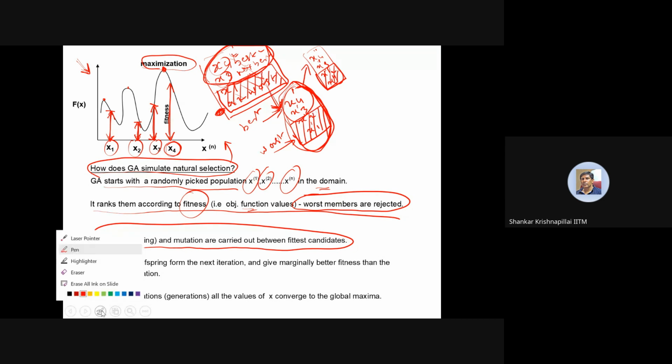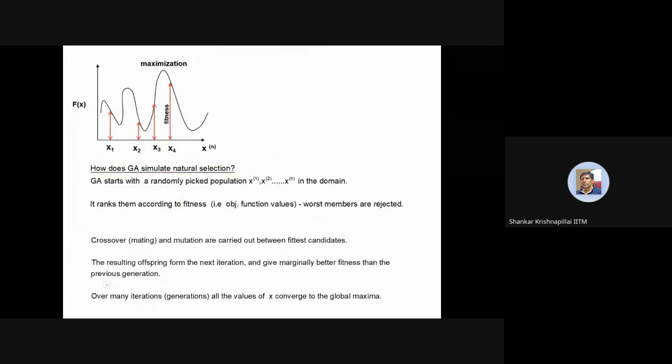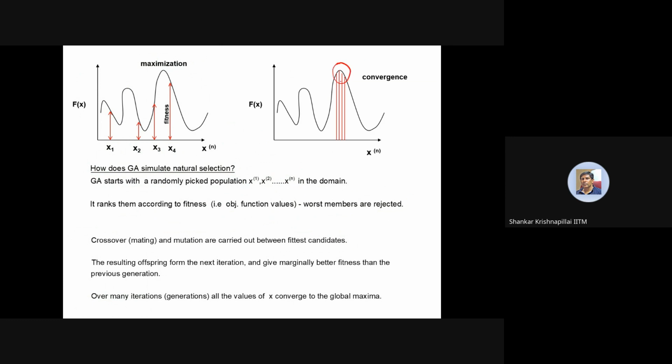First of all, I will erase all this. Suppose you do this operation 100 times. Then finally all the offspring will converge towards the global peak. So this is the principle of the genetic algorithm. First, you have to generate a random population.